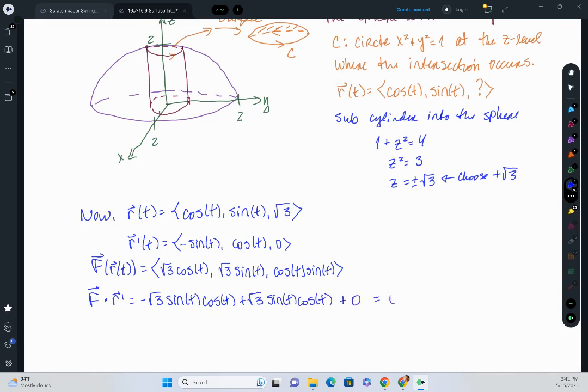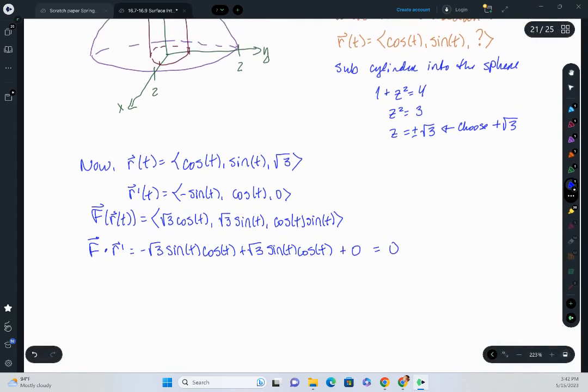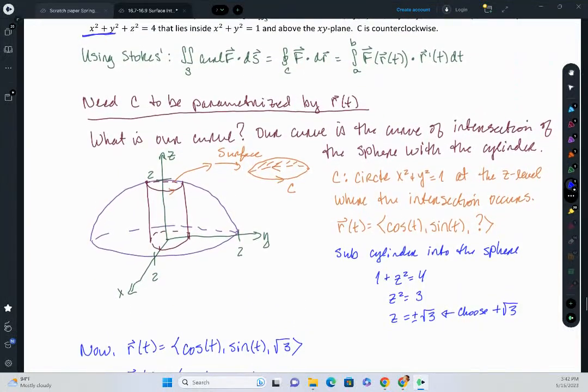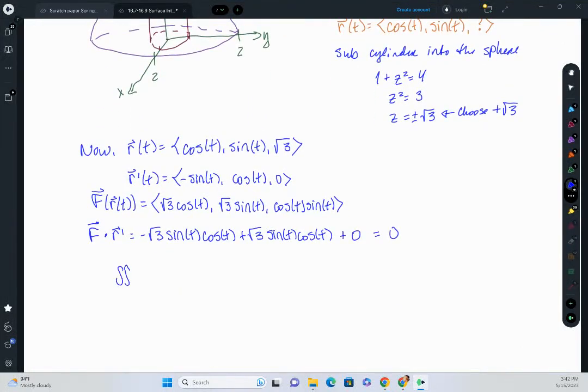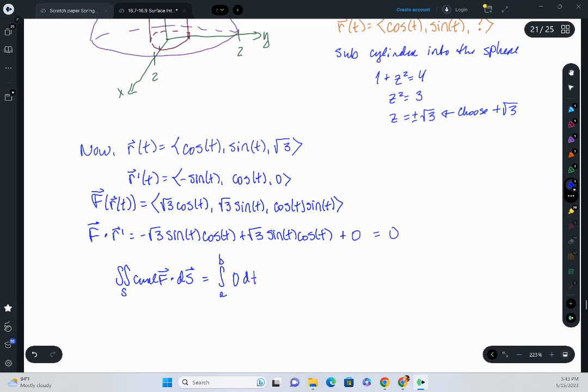And all of that adds up to a big fat 0, which is fabulous, because now what we know is that our surface integral, double integral over S of curl of F dot dS is equal to a line integral from a to b of 0 dt, which is just going to be 0 for a definite integral. And so we're done. That was all we had to do.